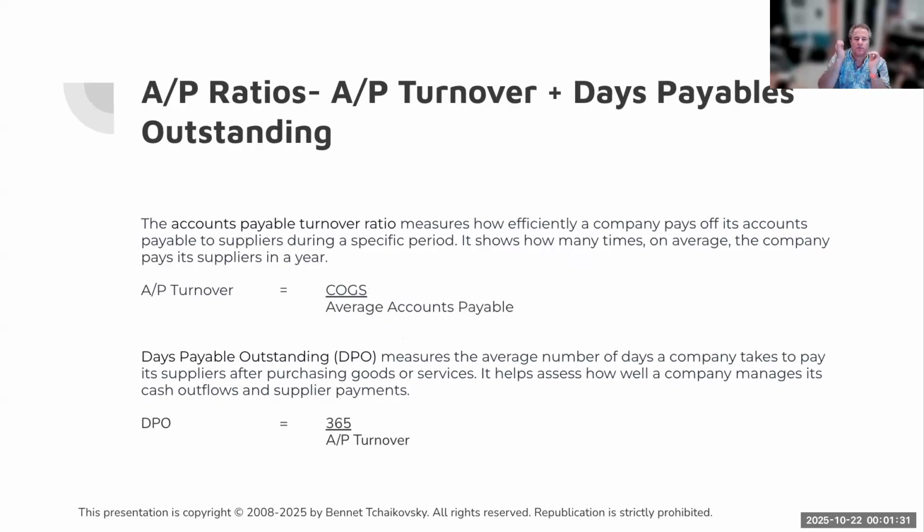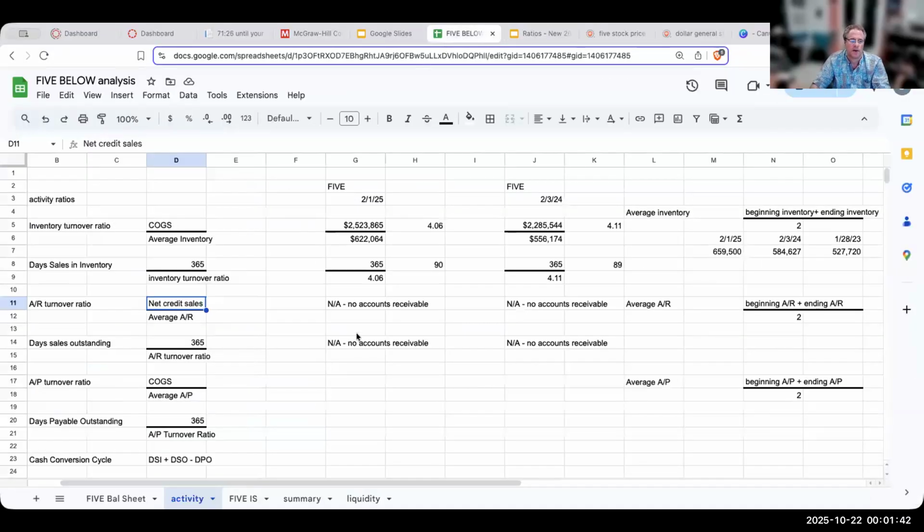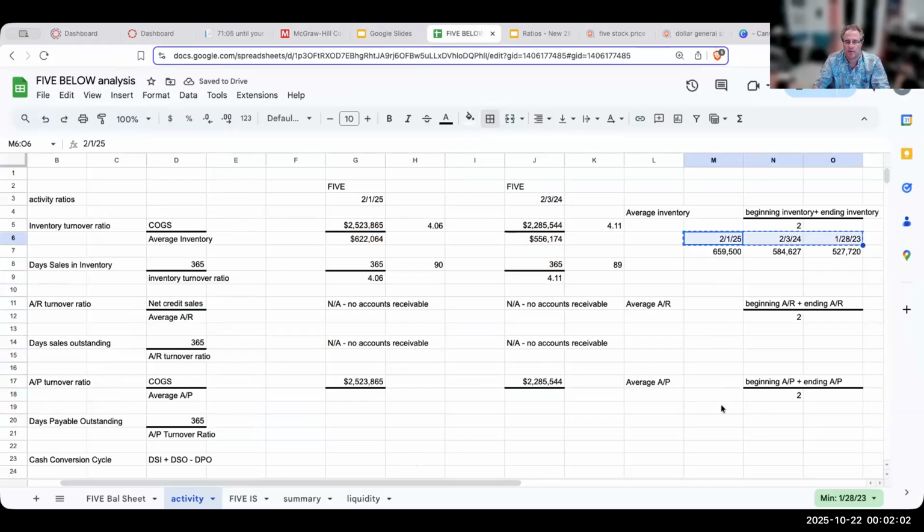For the accounts payable ratios, we have something called accounts payable turnover and then days payable outstanding. And this is something we are going to go through and compute. So let's go back over here to our Five Below. Now we've made our lives a little bit easier because we know what the cost of goods sold was, because we had to use that to compute our inventory turnover ratio. But now we're going to have to go through and figure out, well, what was our average accounts payable?